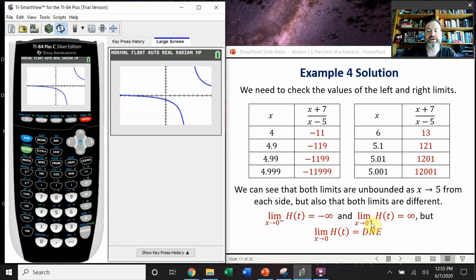Here, if it has a plus sign, that means from the right. These numbers are growing without bound. But because they're different on both sides, that means this overall limit does not exist.